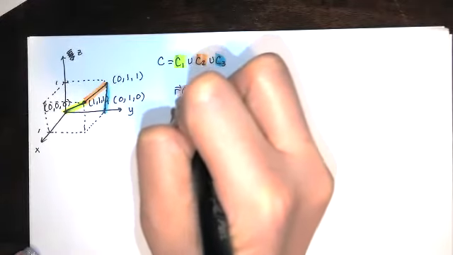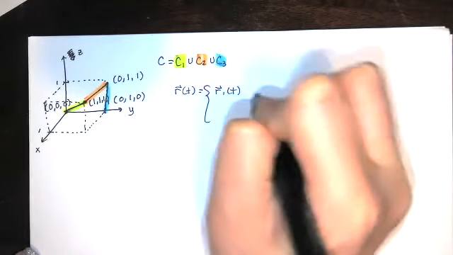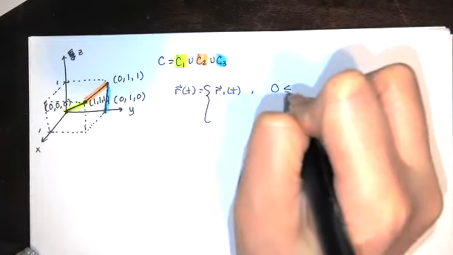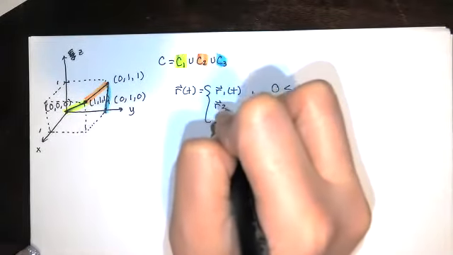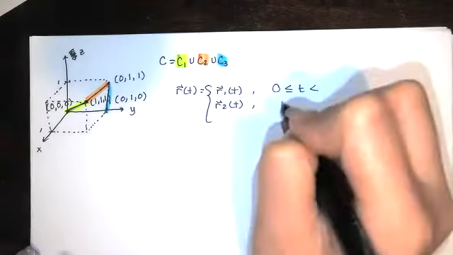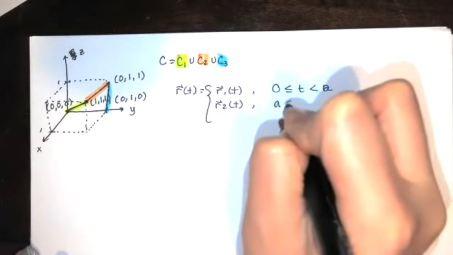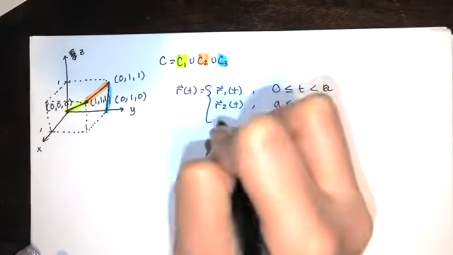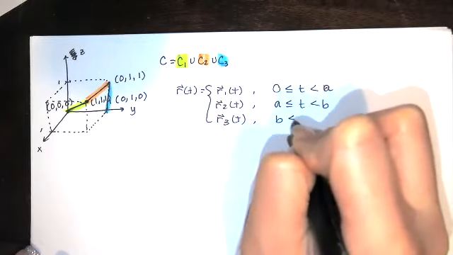So R will have 3 parts. R sub 1 of t for t between 0 and some value. You don't have to start at 0, but I think it's easiest if you start at 0. R sub 2 will go from that value, let's call it A, to B, and R sub 3 will go from B to C.